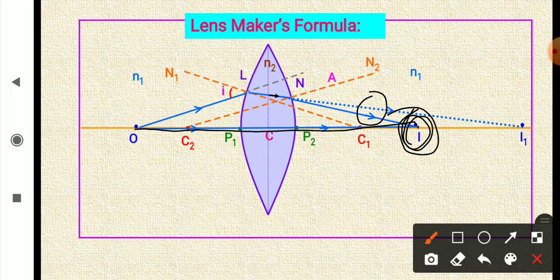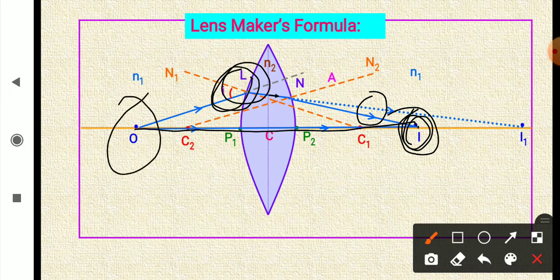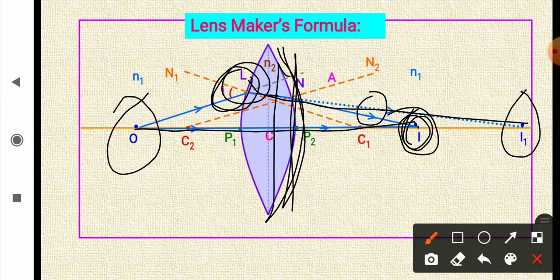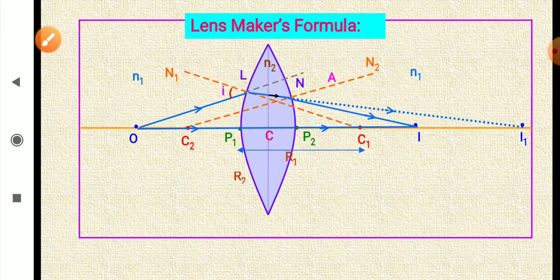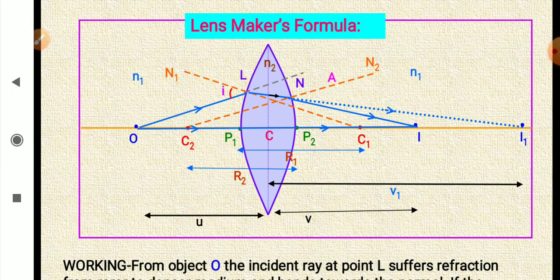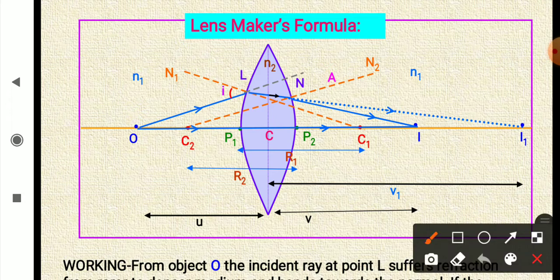Now for the first refraction at point L, the object is O and the image is I1. For the second refraction at this point, the object is I1 and the image is I. That you have to understand. And now, writing all the symbols which we are using along with their sign conventions. For the first refracting surface, pole is P1 and center of curvature is C1. So this is R1, radius of curvature R1.